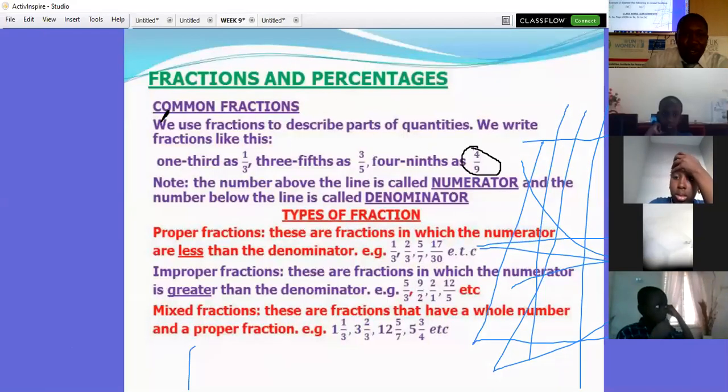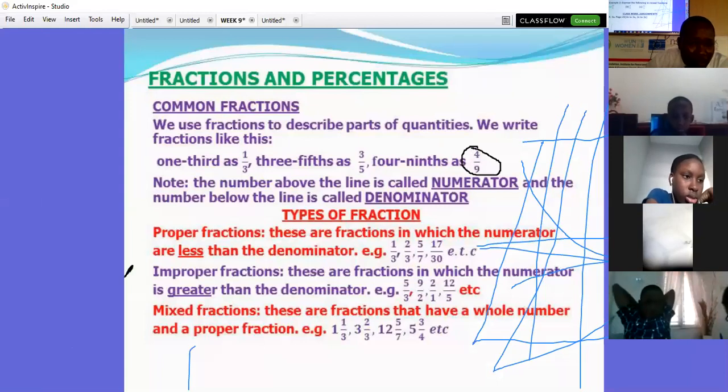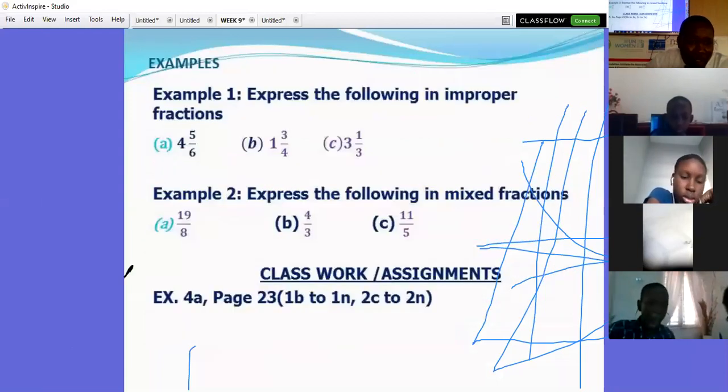So let's move on. Example 1. Let's take down this first example. Express the following in improper fractions. I believe we know an example of an improper fraction. Who can remind us what an improper fraction is? Anybody there?